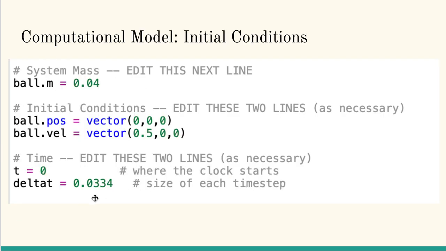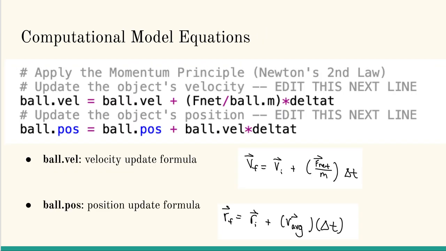So this all was put into the computational model too, to model the predicted values, and these were the initial conditions with the initial velocity and position, and then the delta t, which is the frame rate. These were the velocity update and position update equations that are put into the coding, and so you can see that the ball.vel is how the velocity was updated, and then ball.pos was how the position was updated.